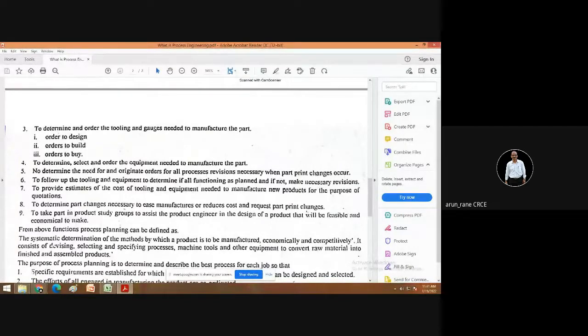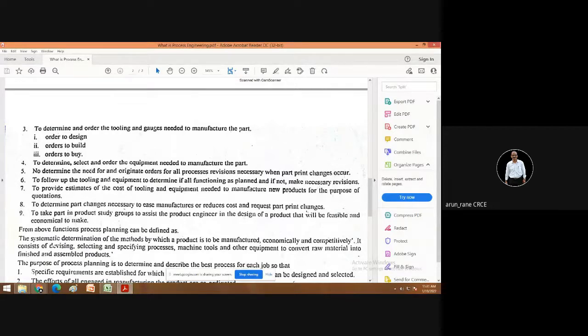But if the quantity is one piece and the material is MS or stainless steel, then you are not going to cast the stainless steel. You can just take a stainless steel round bar, and from that you can do the machining or you can do the welding, etc.